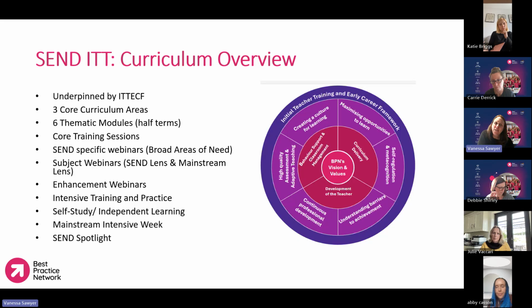And then you can see on the very outer layer, we do have the framework, because we do obviously have to have fidelity to the framework and ensure that we are compliant as well. And that is the backbone of all our curriculums.